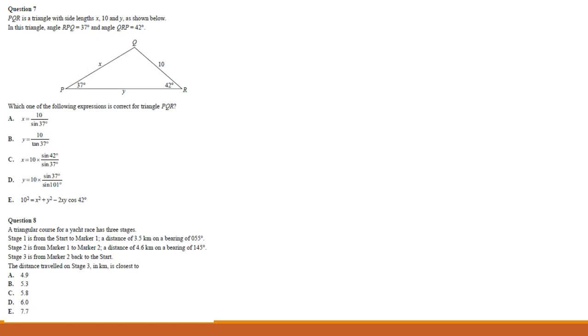Question 7. Okay, here's this information, just put it on the diagram. Which of the following expressions is correct for triangle PQR? Alright, looks like we want to find x or y. Now it's not a right angle triangle because 37 minus 42 is not going to give you 90 there, so you can get rid of the first two because they presume a right angle triangle. So let's just see, we want to find x in this case, so let's just put in our information. We're going to use the sine rule. 10 over sine 37 equals x over sine 42, cross multiply.